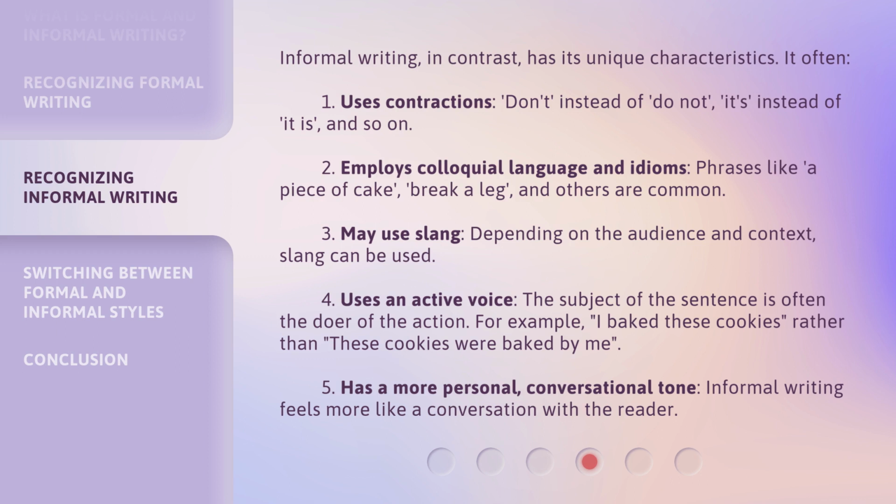4. Uses an active voice. The subject of the sentence is often the doer of the action. For example, I baked these cookies, rather than these cookies were baked by me. 5. Has a more personal, conversational tone. Informal writing feels more like a conversation with the reader.